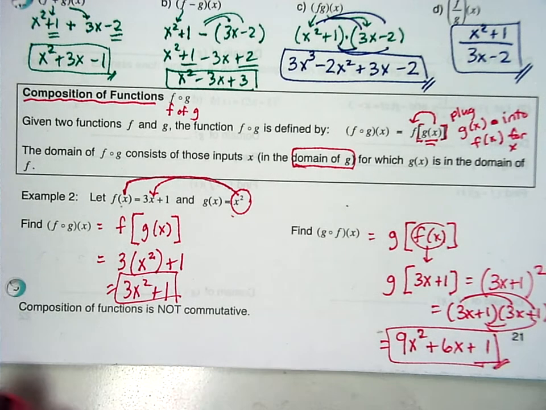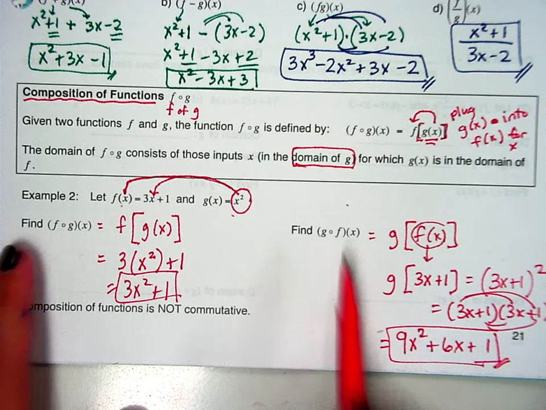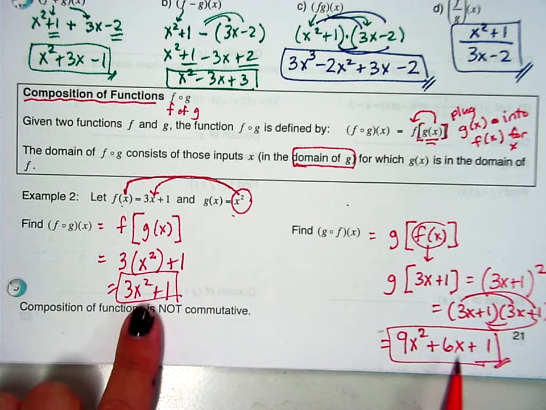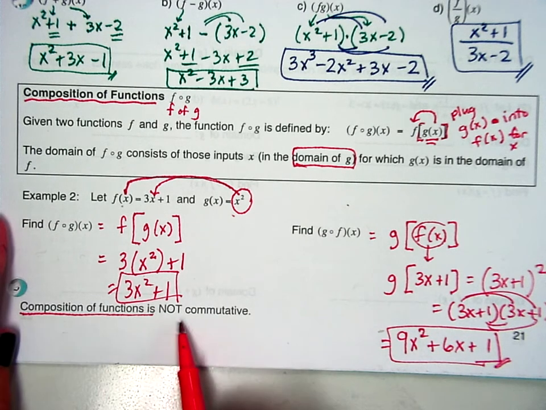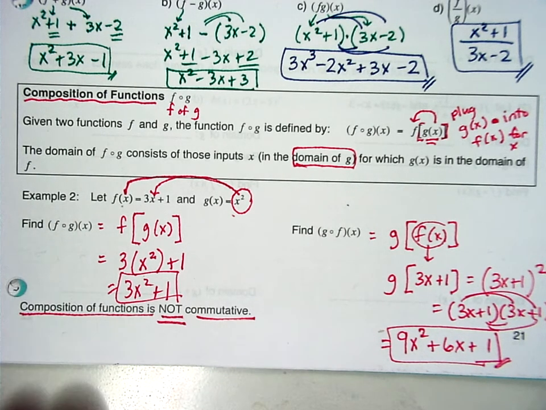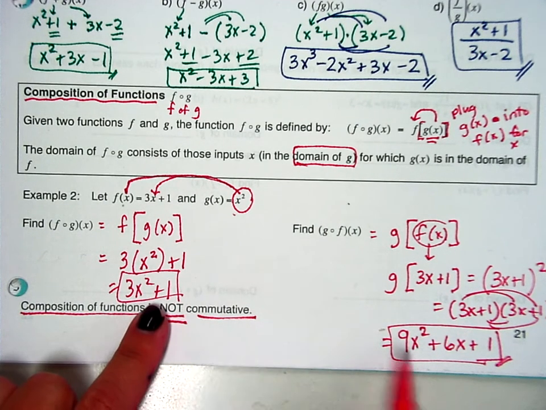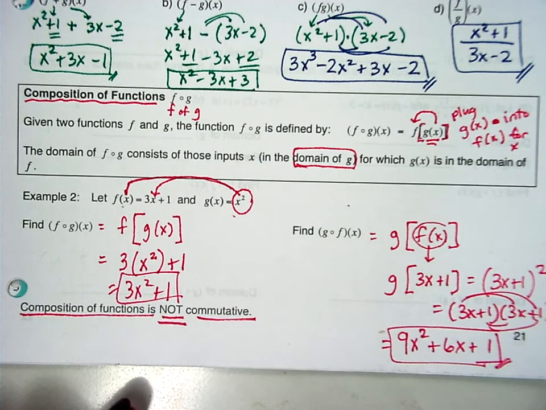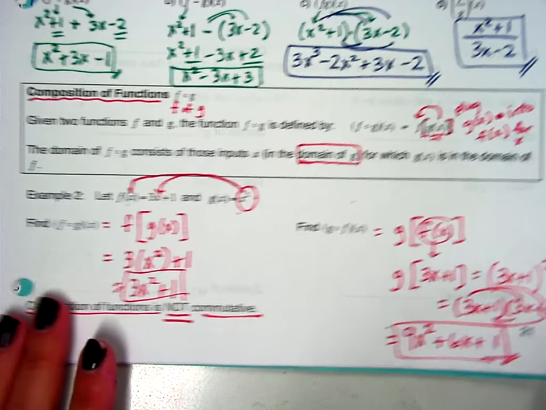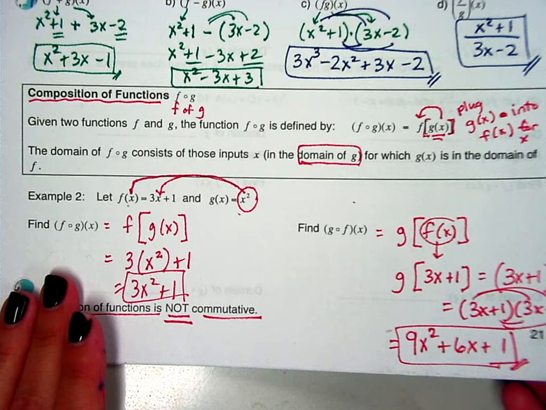Notice, f of g did not equal g of f. These two are not the same. So f of g is not the same as g of f. That means that composition is not commutative. Okay? f of g is not necessarily the same as g of f. Later we're going to see some functions where it does work, but those are special functions. For most functions, they're not going to be the same, which is why it's really important to do it in the correct order. Okay? Let's continue on.